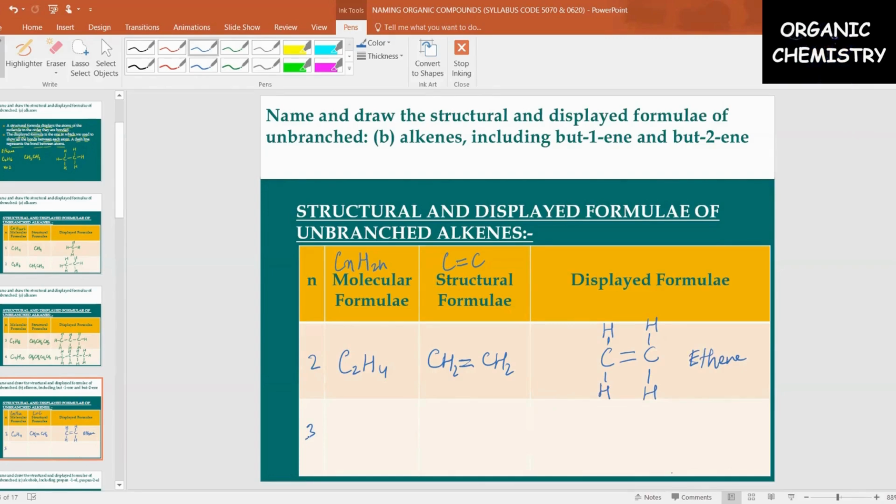Now the second member, when the value of N is 3, the formula will be C3H6. Again, follow the general formula. Now in this case, you have to show the carbon-carbon double bond, but it is between any 2 carbon atoms. So the structure formula will become like this: CH3 CH double bond CH2. For the displayed formula, I'm showing the bonds between each carbon atom, and there must be a double bond between these two. Now let's saturate the valency of each carbon atom. 1, 2, 3, 4. Now placing hydrogen atoms. The name for this alkene is propene.